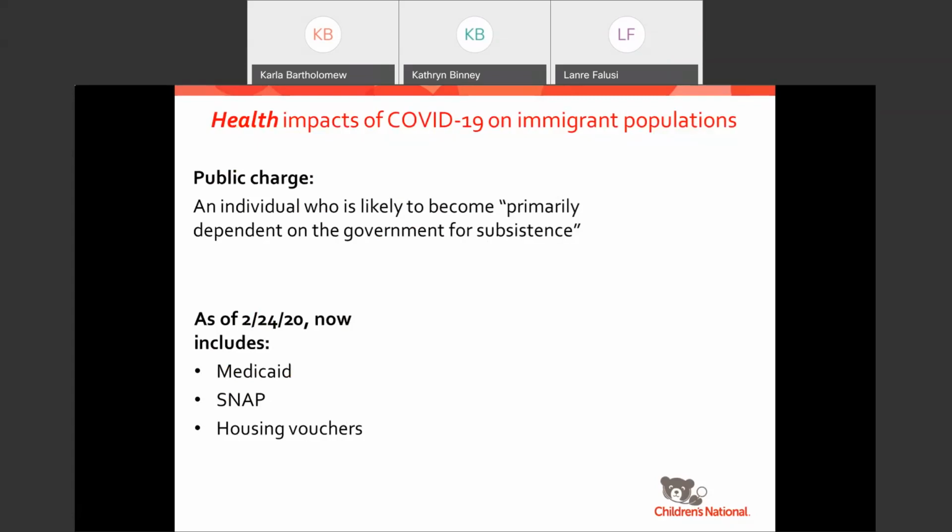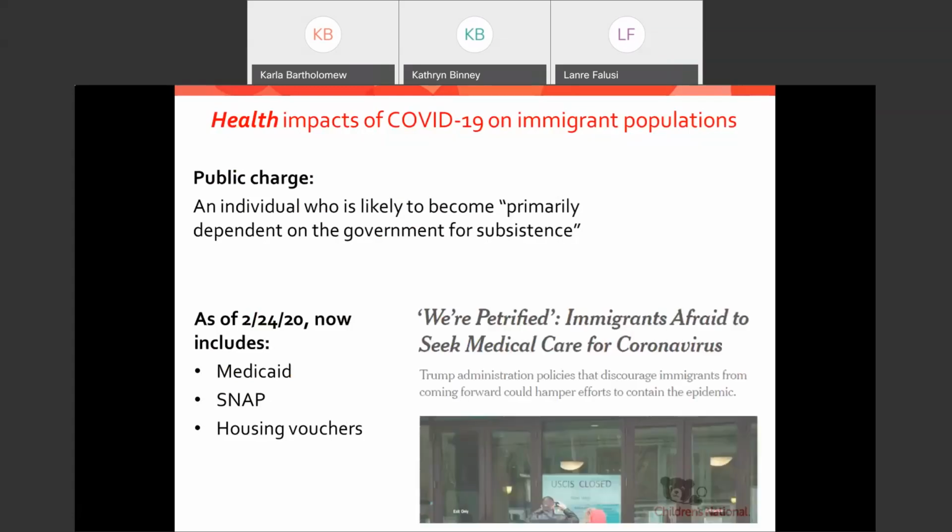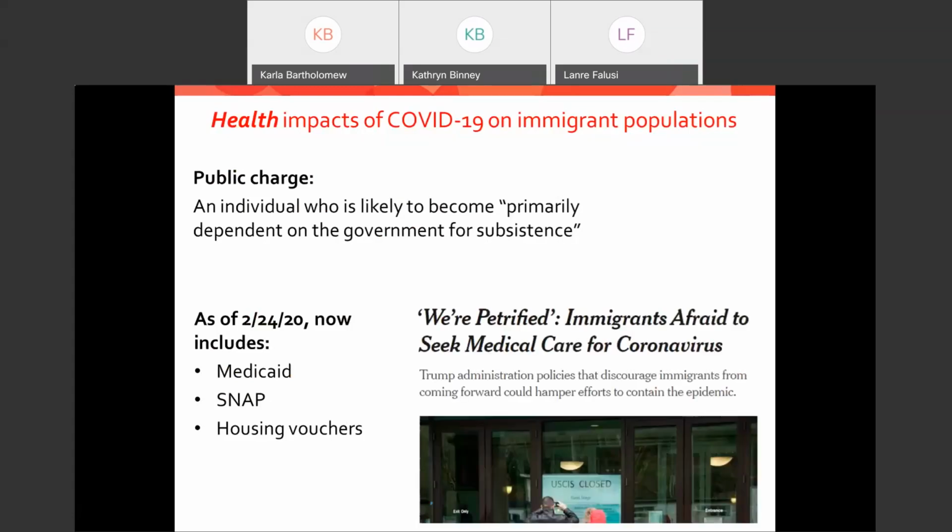So we have families who are choosing to take their children off of Medicaid, or I see a lot of newborns who would benefit from WIC or from SNAP, and parents are sometimes choosing not to enroll their infants into those programs. So the effect of this, as it relates to COVID-19, is that entire populations are now afraid to seek testing or care for coronavirus.